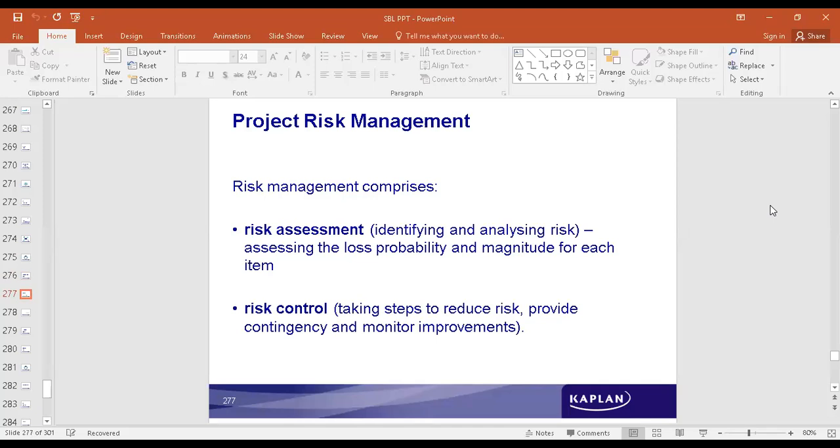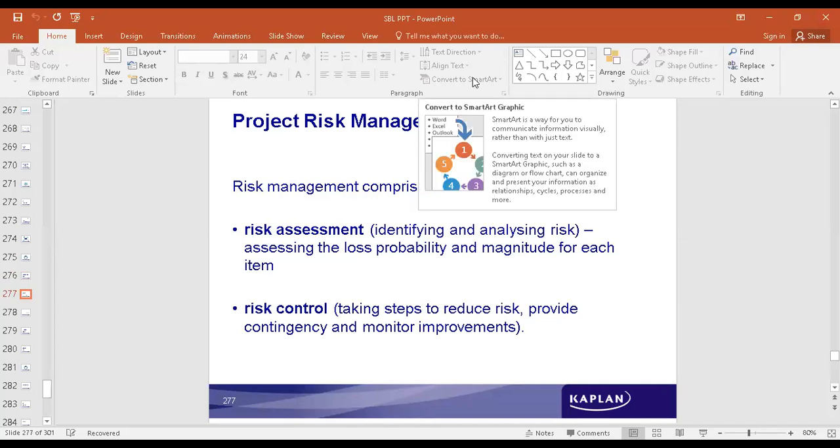Okay. Take up the project risk management. See, risk management is a process which analyzes what can affect the business, what would be the impact of that, and what measures should be taken to minimize the impact of the risk that is present.